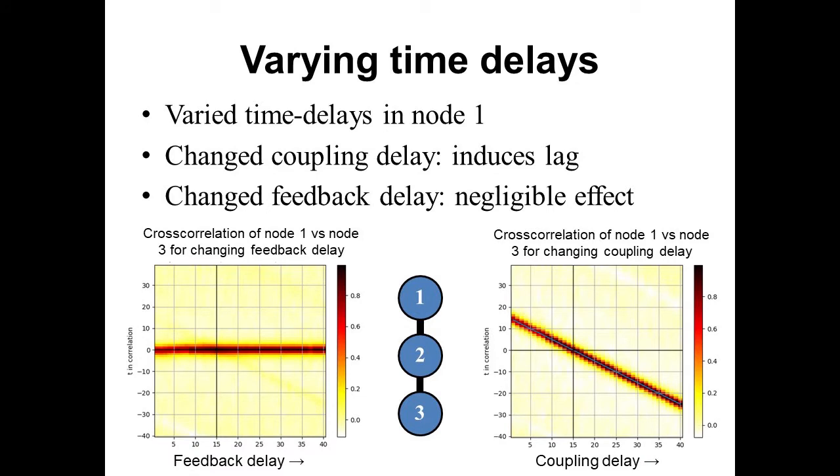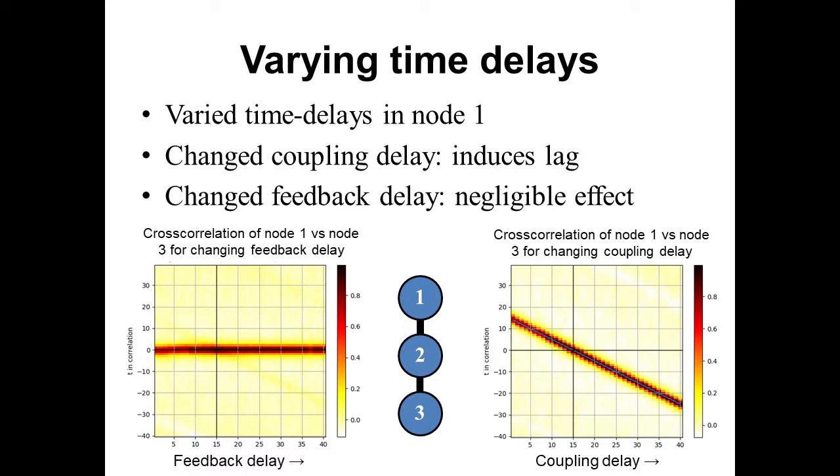Then I investigated how this depended on time delay changes. What I did is I changed the time delays for our node 1. I first changed the feedback delay, and it turned out that changing the feedback delay keeps synchrony constant, of relatively good quality, and it doesn't induce any lag.